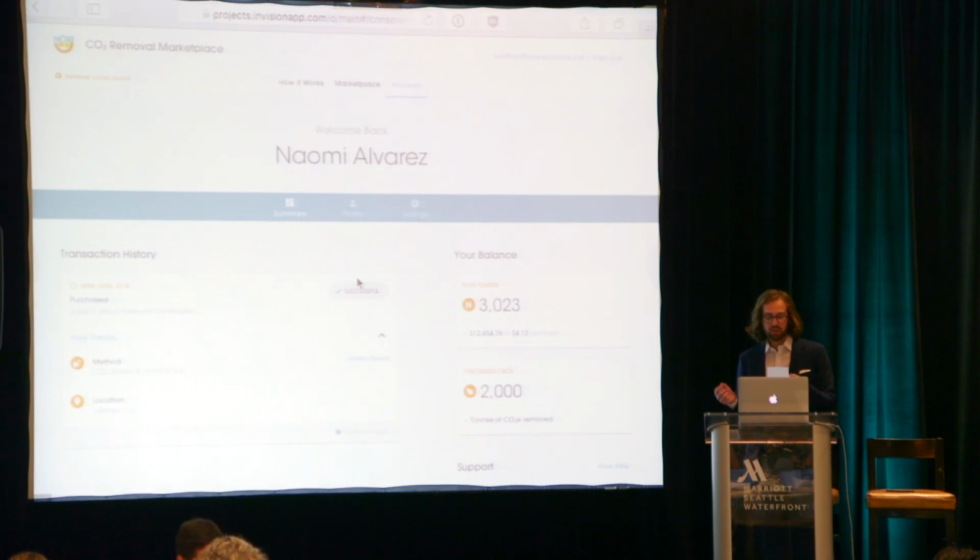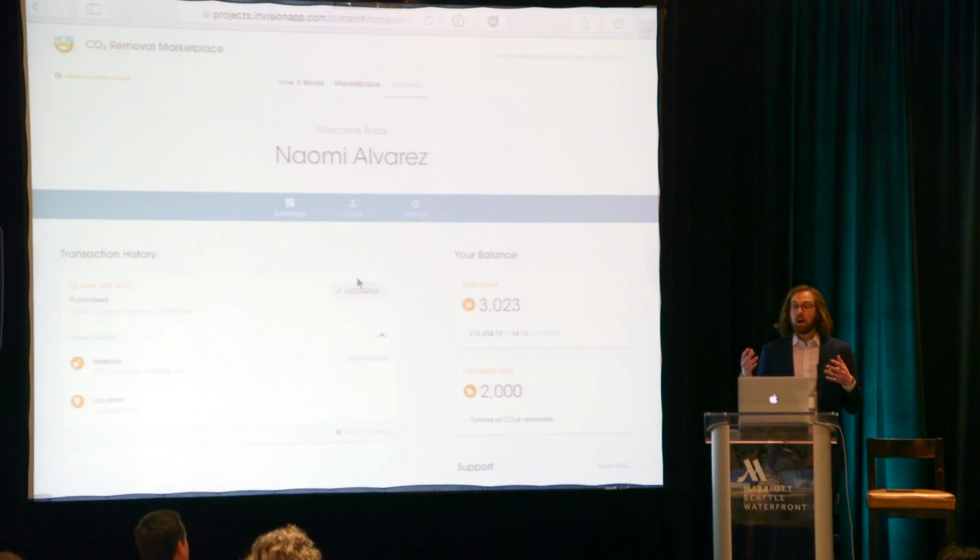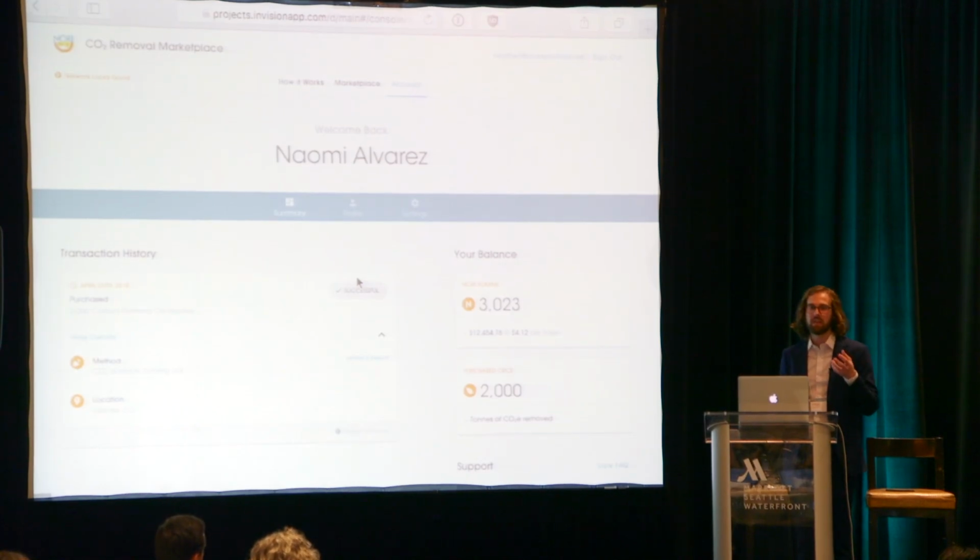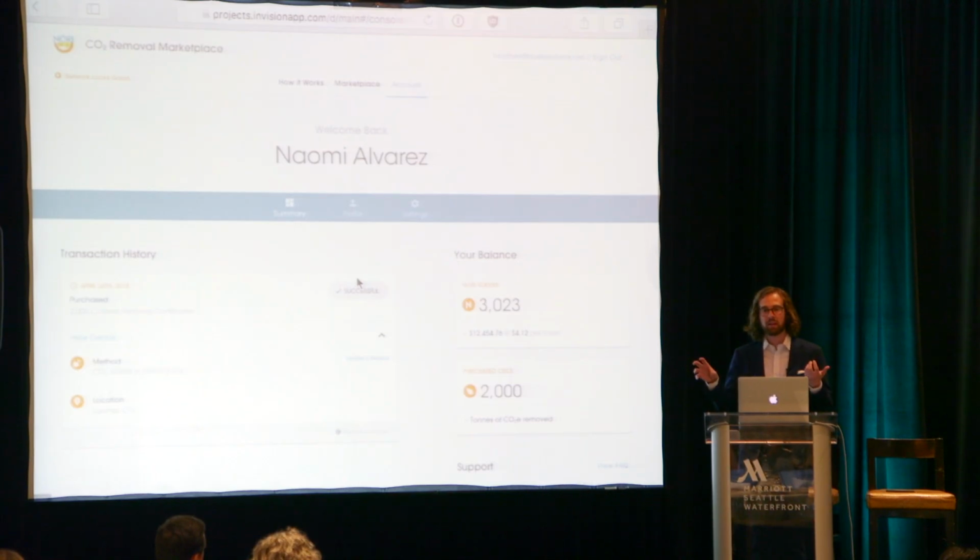If a CRC is equivalent to a Nori token, why have both? Why not just simplify and have one? Our hope was that by playing the game that helped illustrate the difference between the two. So the carbon removal certificate is the asset that represents the action that was taken, and we're separating out the pricing mechanism.